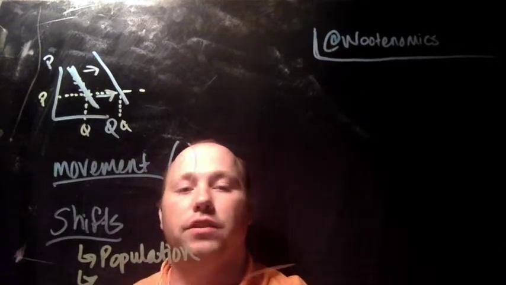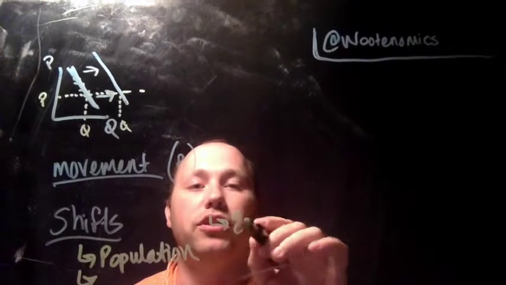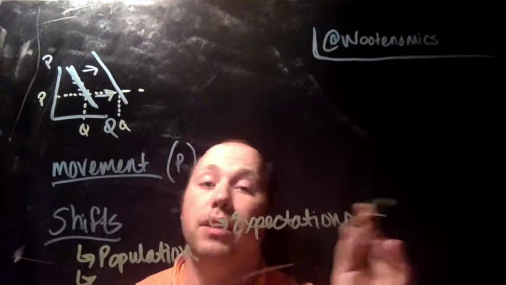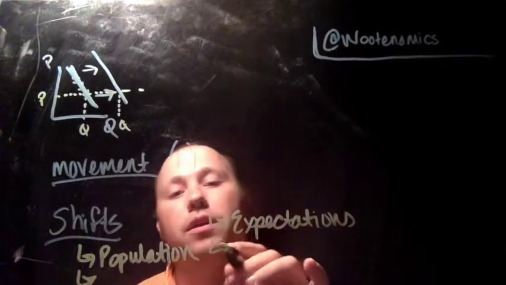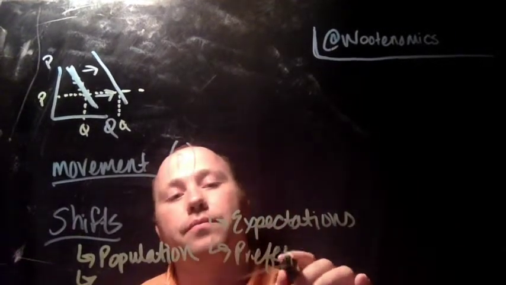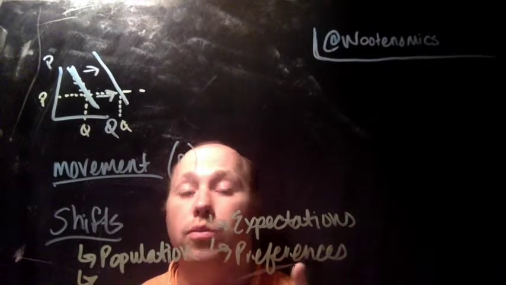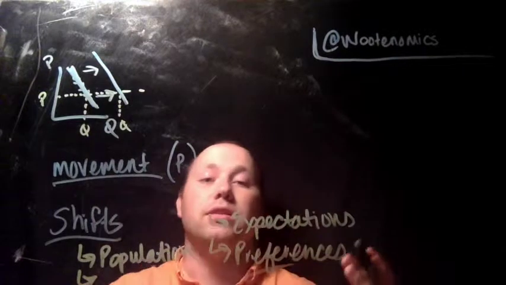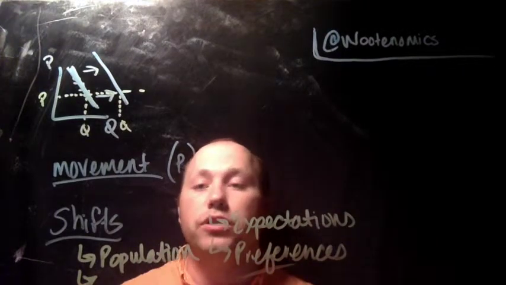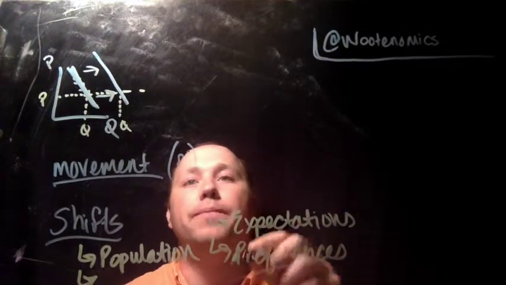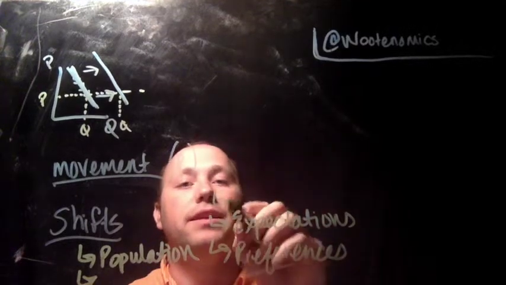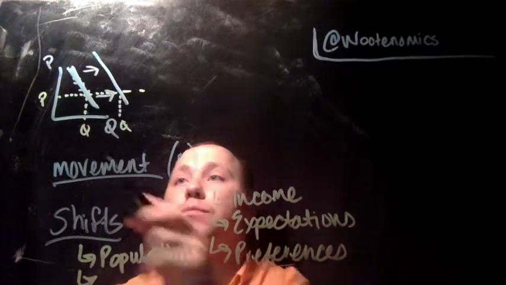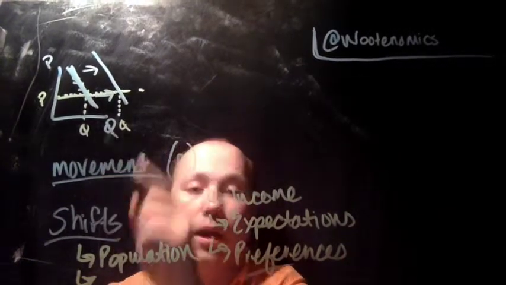Some other things that shift demand include expectations. So if I think something's going to happen in the future, I'm more likely or maybe less likely to purchase an item today. Preferences. Preferences is sometimes a weird one, but you can think about it in terms of fads or trends. If all of a sudden I prefer a certain item, I'm going to purchase more of it. Another thing that could shift demand is income. As I make more money, I want to purchase more. At a given price, I want more.